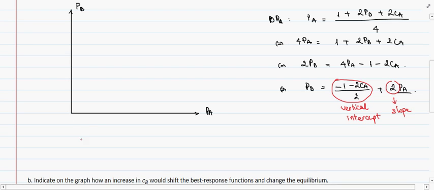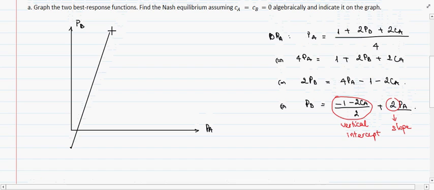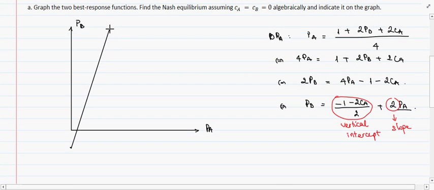Okay, so I got a negative vertical intercept, so it will start somewhere in the negative part. Now I do not know the value, so I'll just pick a random point as my starting vertical intercept. And the slope of 2 means it's going to be upward sloping. So I will just have something like this. Remember the slope of 2, so I'll make it a little bit steep. So this is going to be my best response function for firm A.